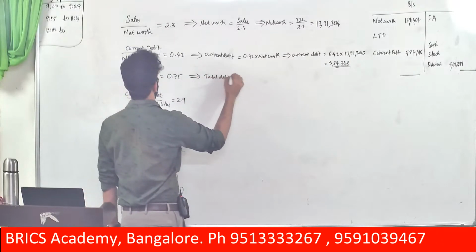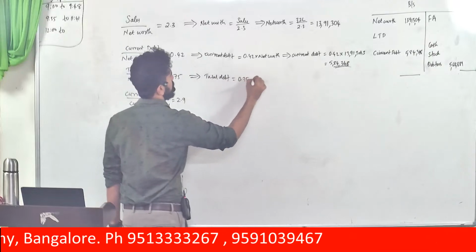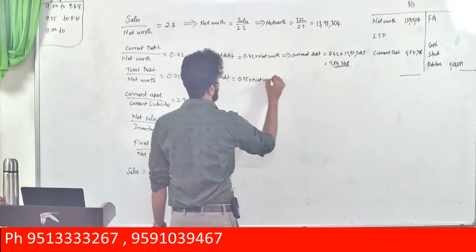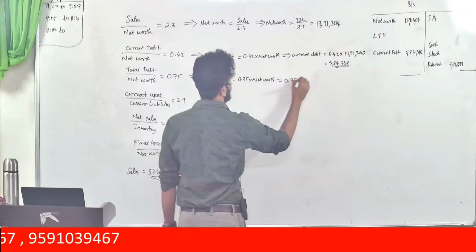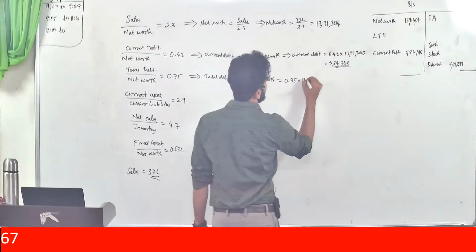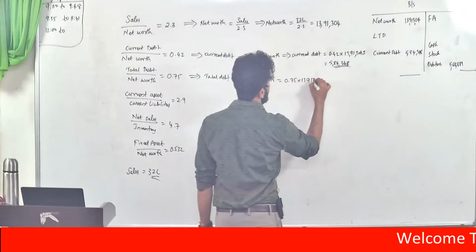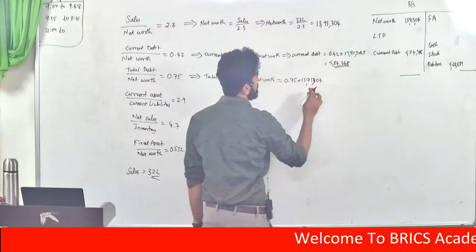Total debt is equal to 0.75 into net worth. Help me. This is 0.75 into the net worth, 13,91,304. How much is this?